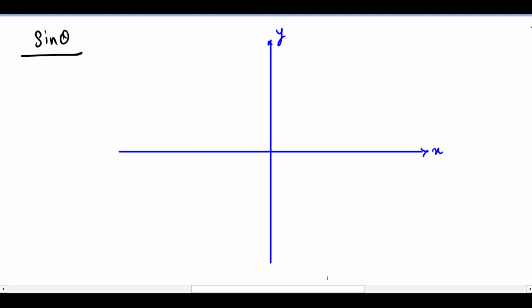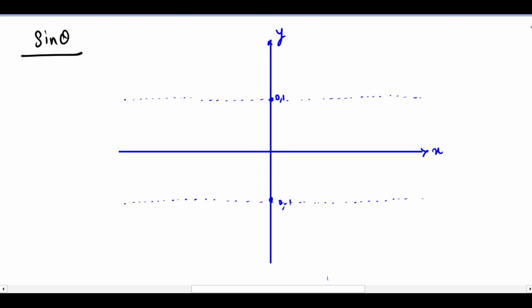So first mark the point 1 and minus 1. So this is 0 comma 1 and this is 0 comma minus 1. So draw a horizontal line through these points parallel to x-axis. Similarly, the same line through 0 comma 1 to represent the range of sine function.